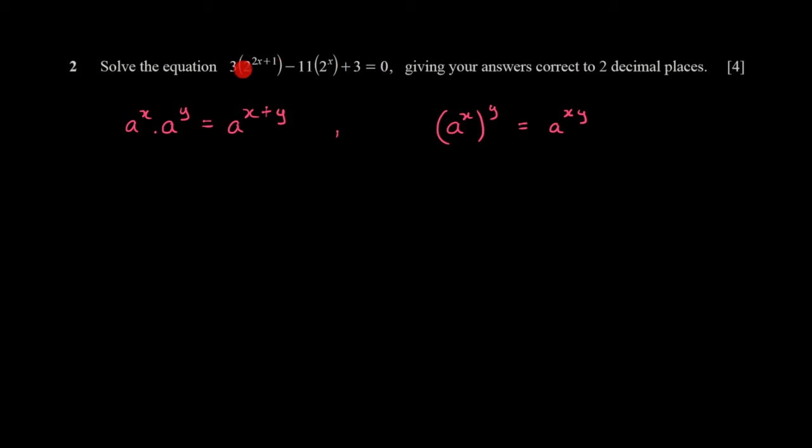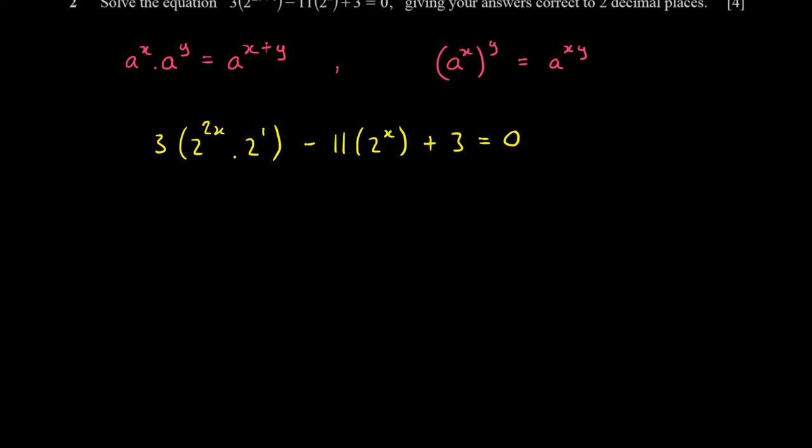So if we look at this guy, 2 to the power of 2x plus 1, I'm going to split it up using this indices rule here. So instead of 2 to the power of 2x plus 1, I'm going to split it up so that what I get is 2 to the power of 2x times by 2 to the power of 1, right? So I've split that up into 2 separate terms. Okay, minus 11 times by 2 to the power of x plus 3 is equal to 0.